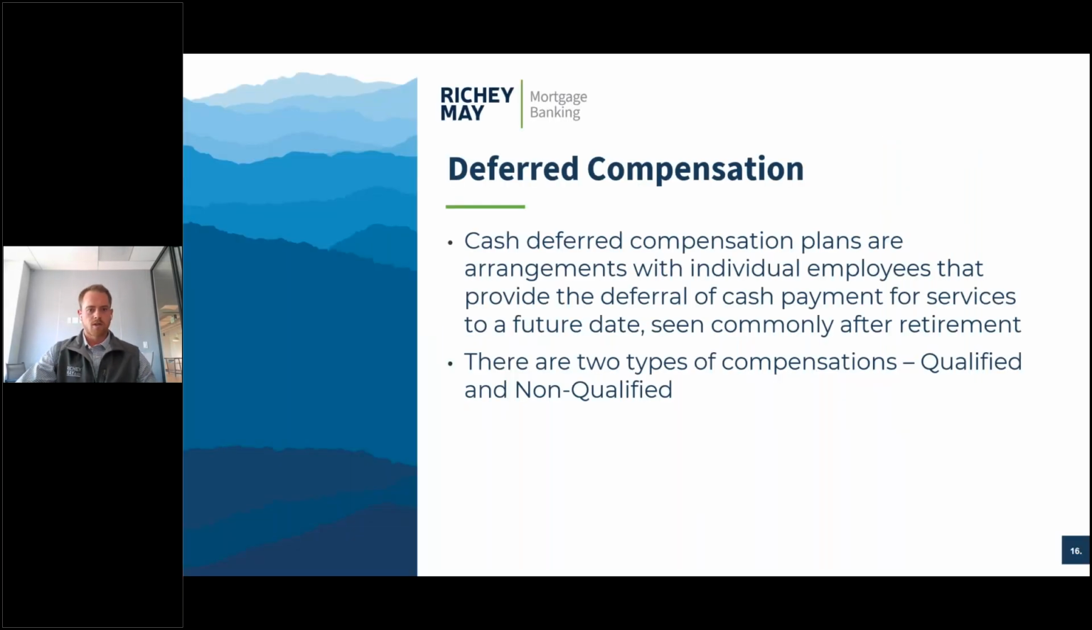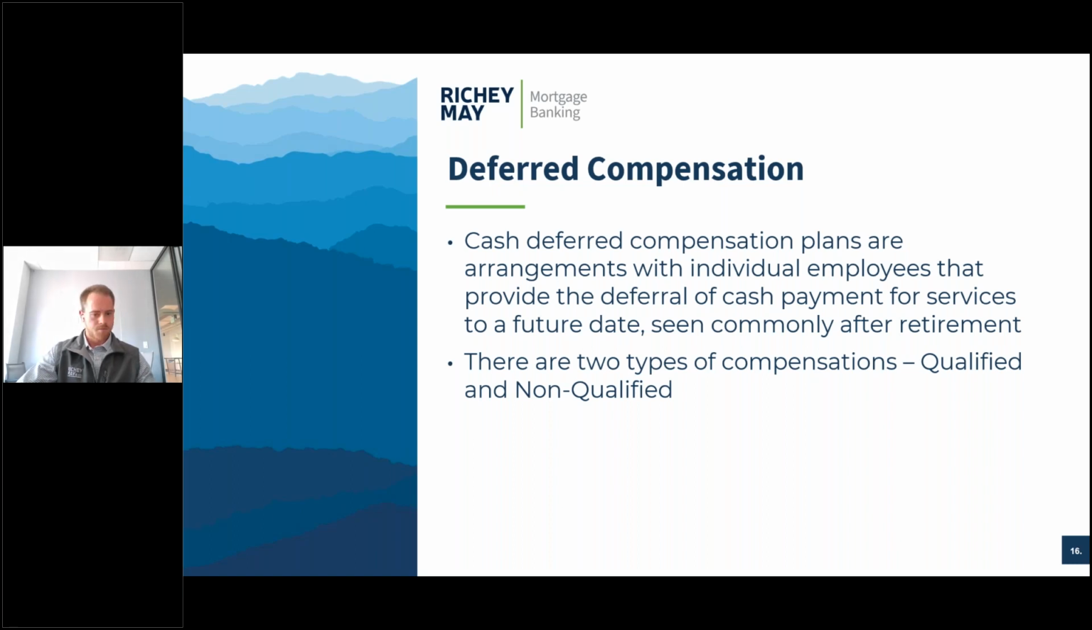So once we get into deferred compensation, which is something that we anticipate seeing a little bit more with the changes in the economy and the decrease in production, to kind of touch on what this is, cash deferred compensation plans are arrangements with individual employees that provide the deferral of cash payment for services to a future date, which is commonly seen after retirement. The two types of plans that we're going to touch on today are qualified and non-qualified deferred compensation plans.